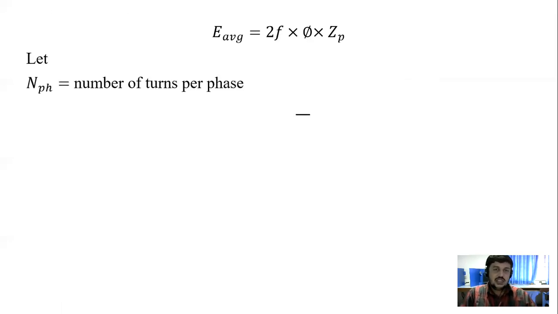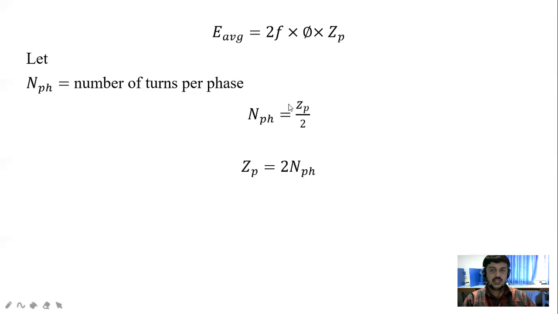Now let us consider NPH is the number of turns per phase. So we calculate this NPH as Zp divided by 2 because two conductors form 1 turn. So if there are 120 conductors in armature winding per phase, then the total number of turns per phase is equal to 120 divided by 2, that is equal to 60. So in general, we calculate this NPH as Zp divided by 2.